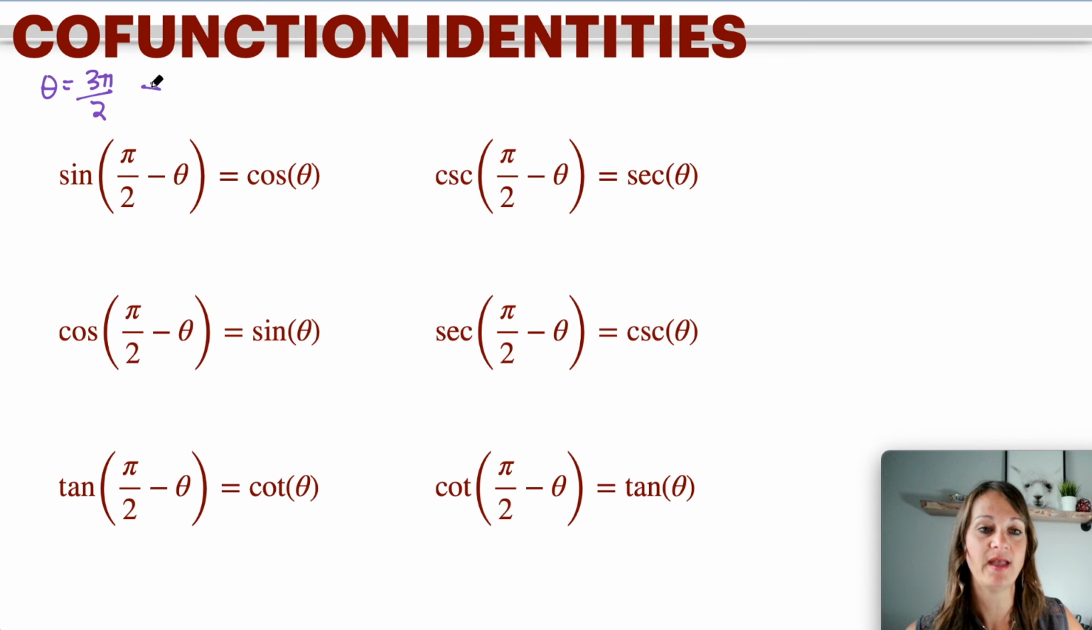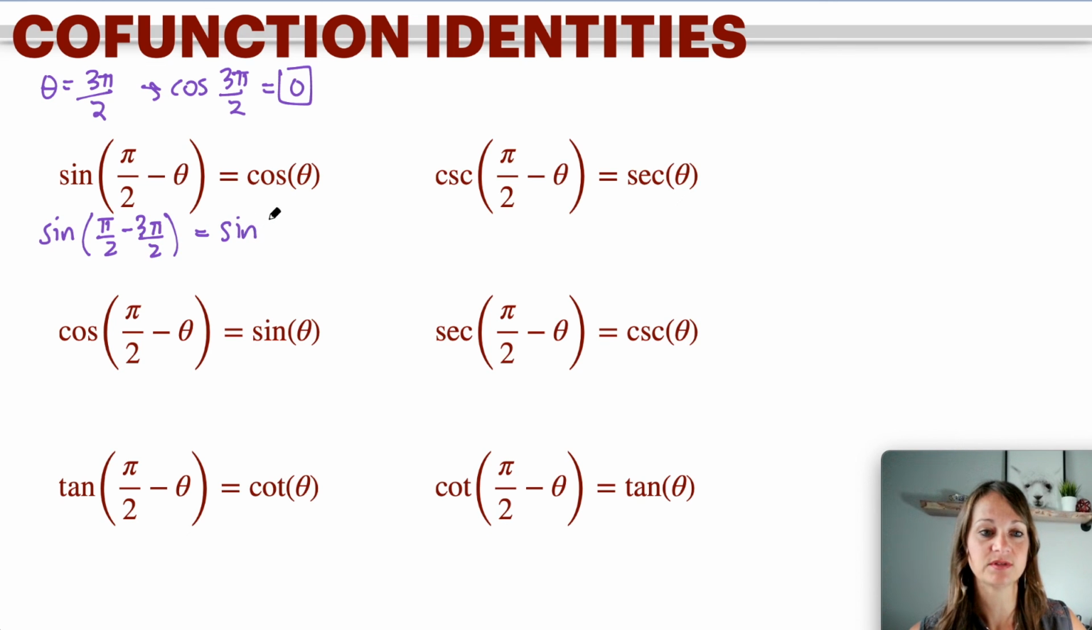So if I was to determine cosine of 3 pi over 2, it would be 0 on the unit circle. Now, if I was to plug 3 pi over 2 into this cofunction identity, pi over 2 minus 3 pi over 2, that would equal sine of negative pi. And if you were to go to negative pi to find the sine of that, you would also get the exact same answer, which is 0. And it happens for each one of these identities when you subtract from 90 degrees, it will give you what the angle is equal to for that function.